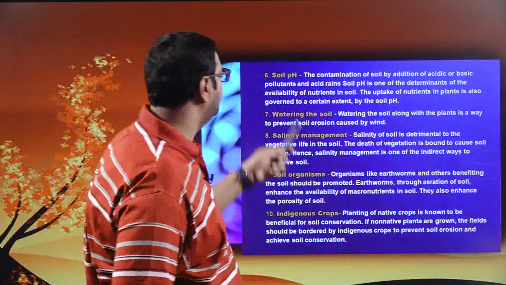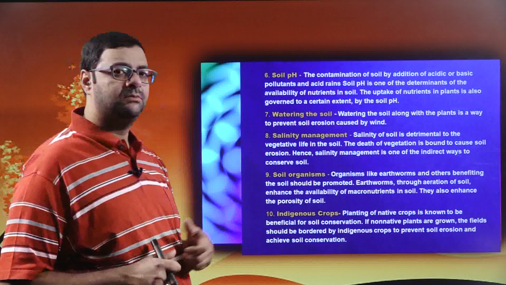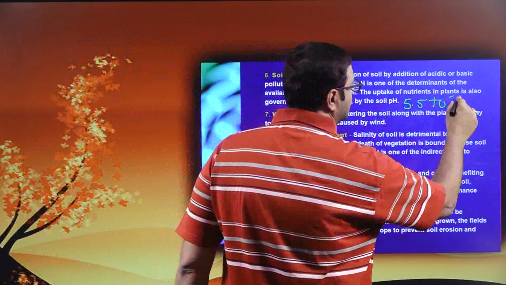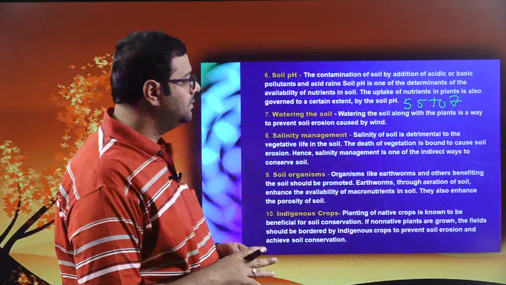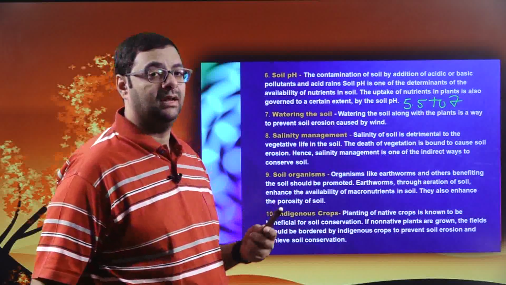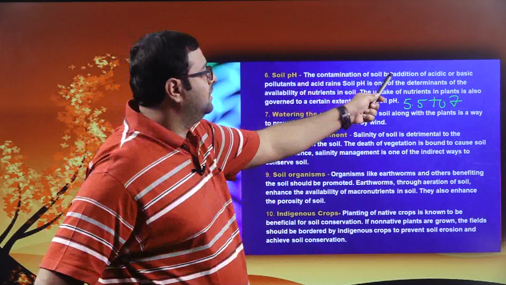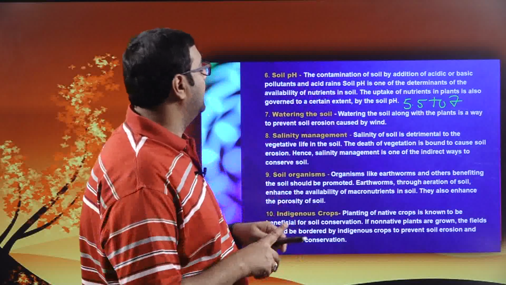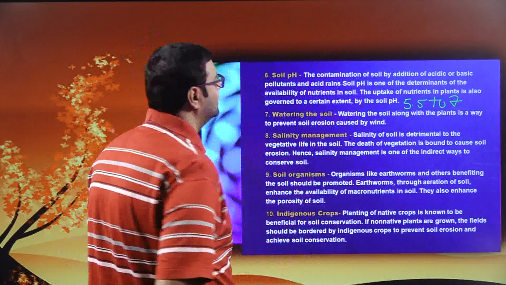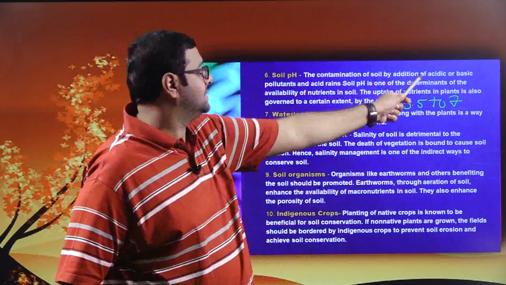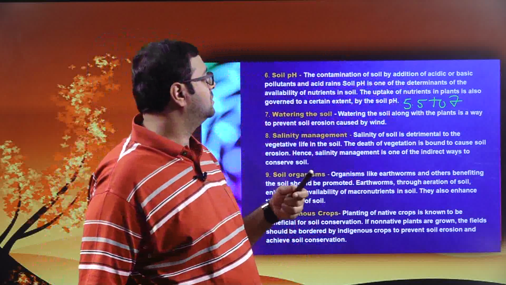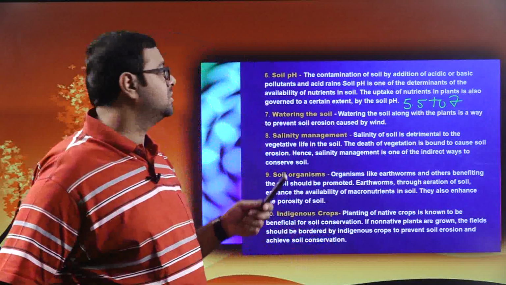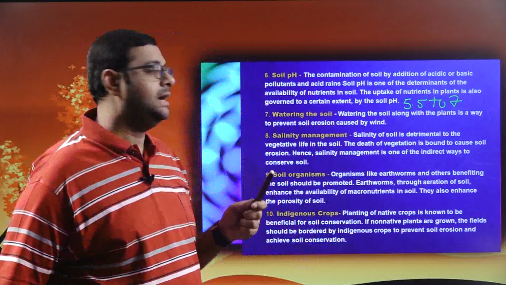Then you have soil pH. Now I told you that the pH of the soil should be around 5.5 to 7. If this is maintained, then the soil is very fertile. Now there is contamination of the soil by the addition of acidic or basic pollutants and acid rains. So there is a contamination of the soil which is occurring because of acidic and basic pollutants and acid rains.